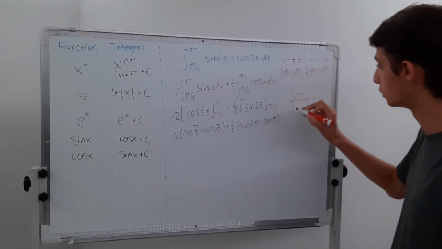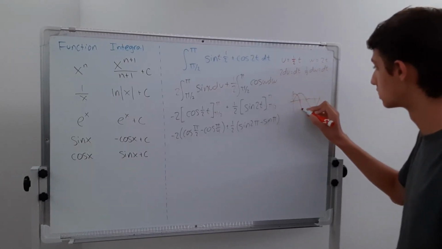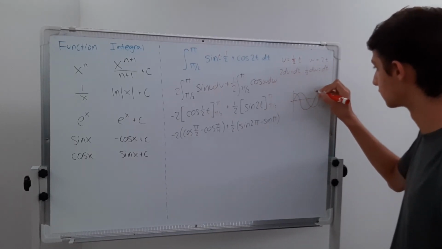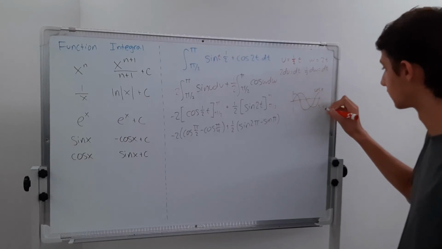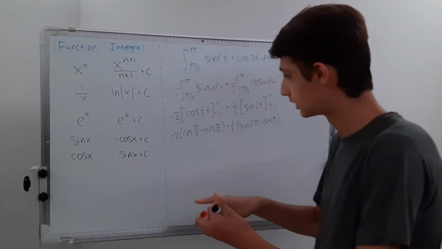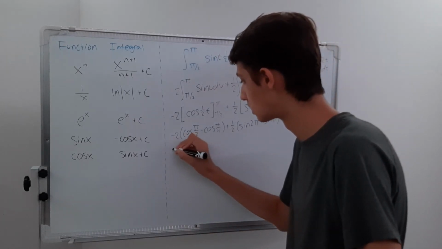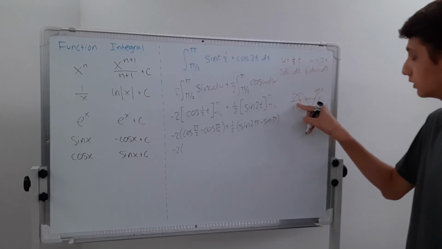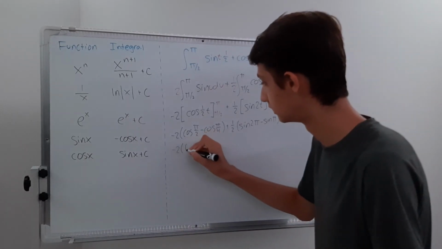Okay, and our cosine looks like that. So this is sine, and this is cos. And I'll put the x there. Okay. So we have this -2 times cosine of pi over 2 is 0. So this is actually just very easy 0.